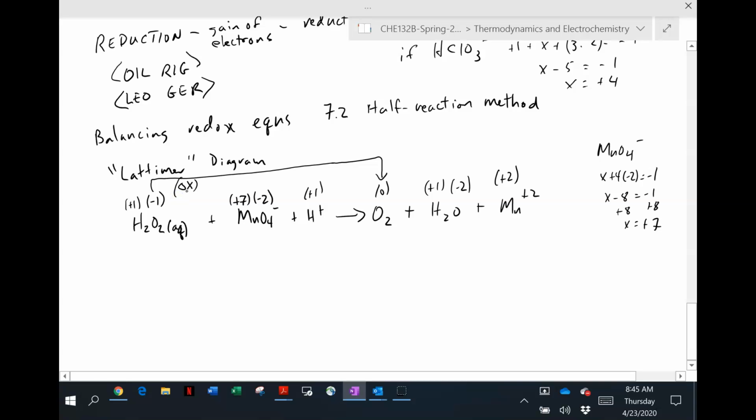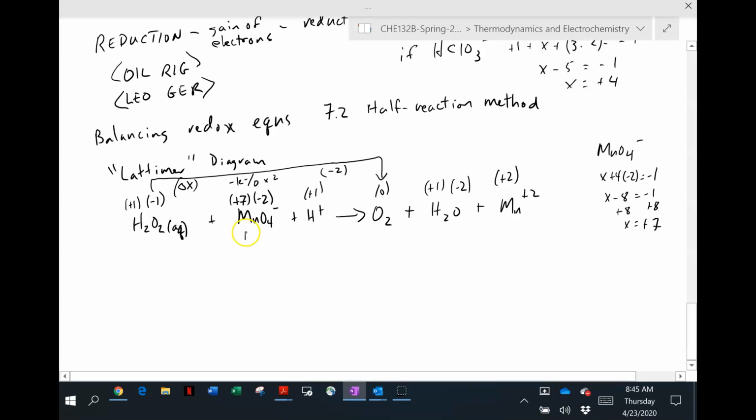Now, how many electrons are involved in this? Well, there's 1 electron per oxygen, and we're losing or gaining it. We're losing electrons, so minus 1 electron per oxygen atom. We have 2 oxygen atoms, though, right? So this is going to be a negative 2 electron process. Now, that's our oxidation. Who's getting reduced?